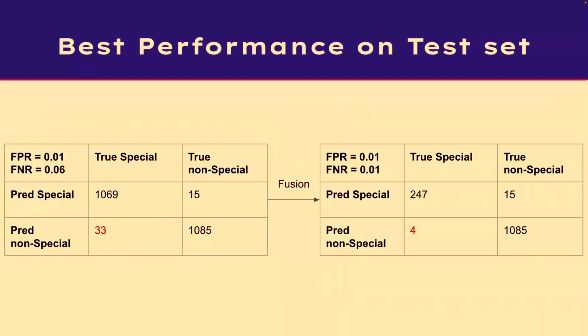And this is a comparison between the confusion matrices before fusion and after fusion. On the left side, this is the image level confusion matrix, and on the right side you have the vehicle level confusion matrix. In the left side, we lose 33 samples, so we mislabeled 33 special vehicles as non-special vehicles. And after doing the fusion and narrowing the scope to vehicle level, there are only 4 vehicles that were misclassified.